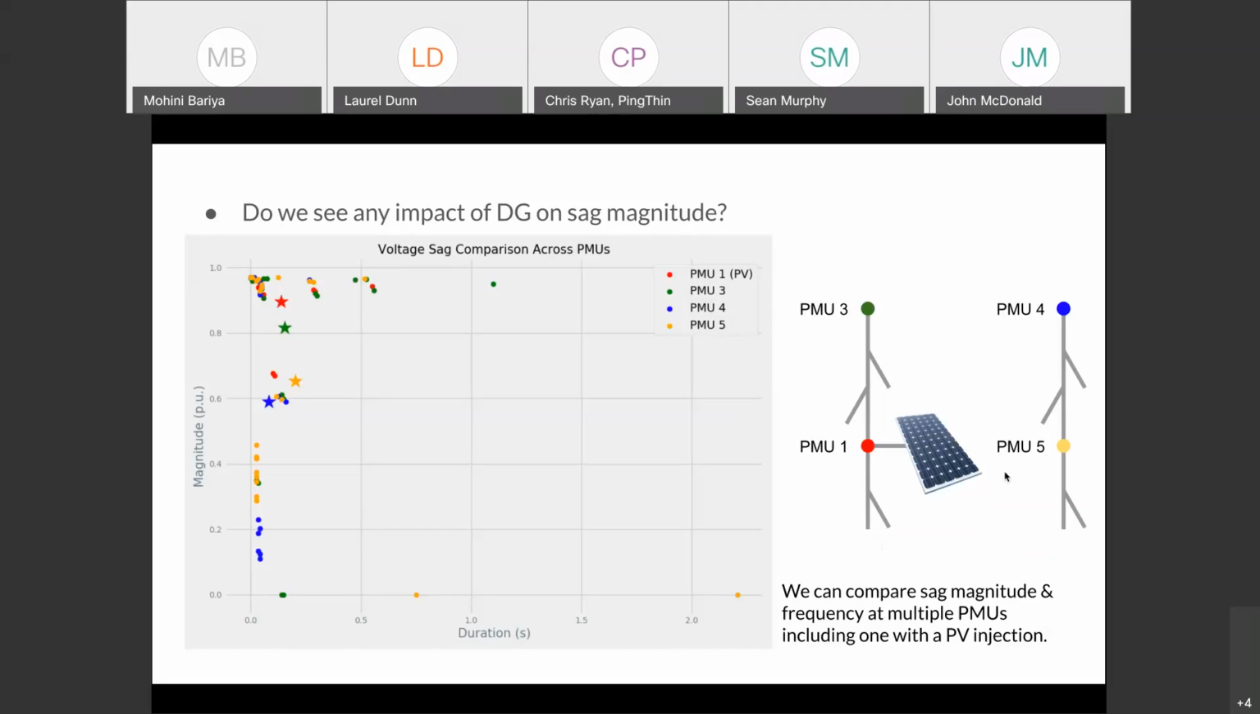And basically in this dataset, we have a PMU1, which is measuring at a PV location. We have another PMU at the substation above that PV injection point, and then we have PMUs further away on other feeders. And so now I ran my sag detection on all these PMUs, and I can look at the magnitude versus duration at each of those PMUs. And the stars correspond to the means at each PMU. And it does look like from this small experiment that the sags are smaller on average at PMU1, at the PV injection site, than at the other PMUs further away.